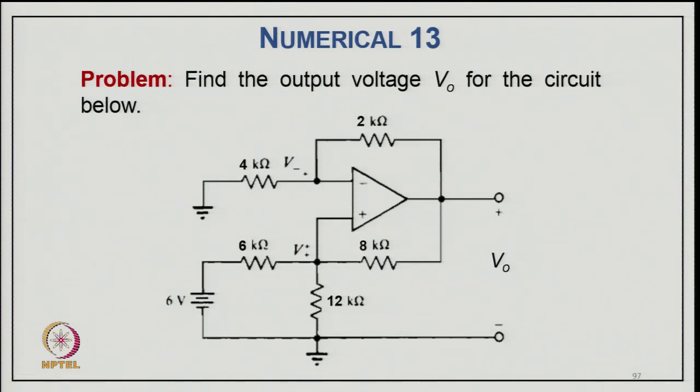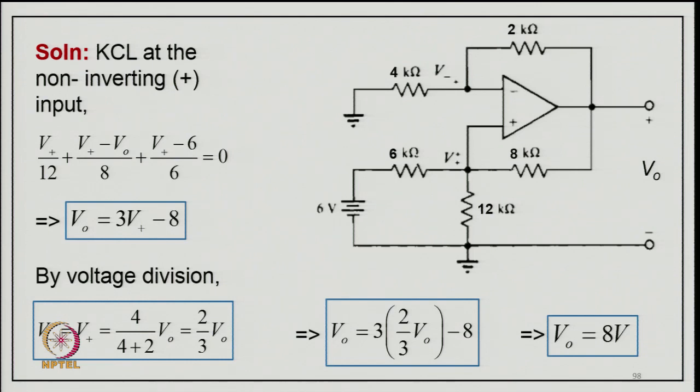Coming to numerical problem 13, find the output voltage for the circuit shown here, where we have 6 volt given with this network of resistances along with the feedback resistance. In this circuit, KCL at the positive terminal: V O divided by 12, that is one current, plus minus V O, that is the feedback, divided by 8, and V plus, with the ground of minus 6 volt by 6 equal to 0. So, V O equal to 3 V O plus minus 8, and by DC voltage division, V minus will be equal to V O times 4 by 4 plus 2, from this feedback network, and that is 2 by 3 V O. So, V O will be 3 into 2 by 3 V O minus 8. So, V O becomes 8 volt.